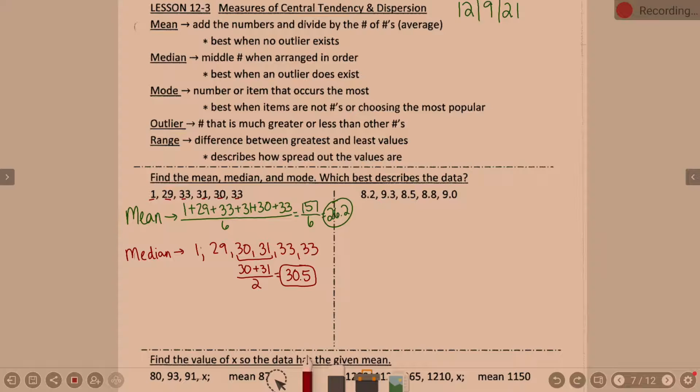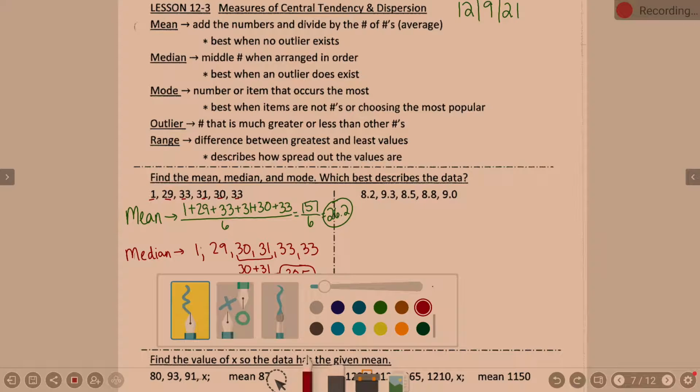So that time we had 6 numbers, we had an even number of numbers, so we had to find the middle of 2 numbers. If there had been an odd number of numbers, it would just be the middle number, right? Okay, moving along.